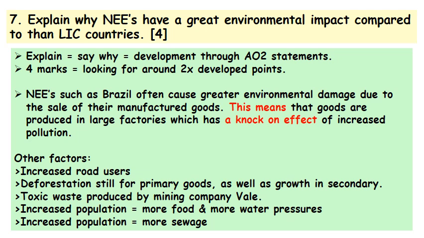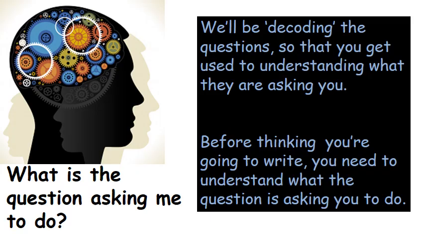Other factors that you could have also spoken about were increased road users, deforestation still for primary goods as well as a growth in the secondary manufacturing, toxic waste produced by mining companies such as Vale. An increased population means more food and more water pressures, and an increased population also leads to more sewage. At this point, pause and add green pen to your answer. You may as well wish to highlight your AO1 points and your AO2 statements to highlight where you've achieved marks.